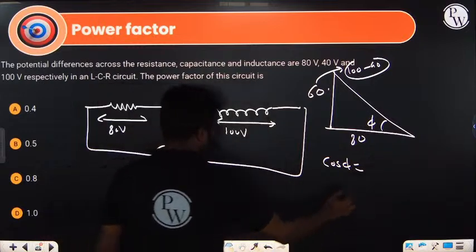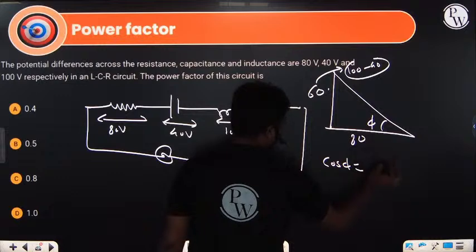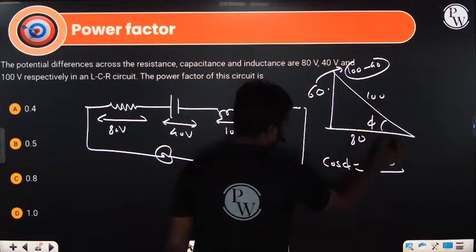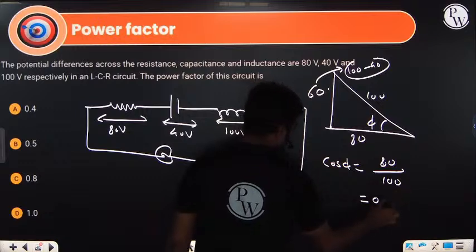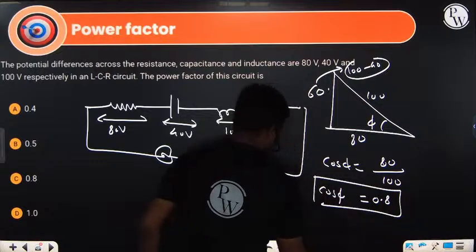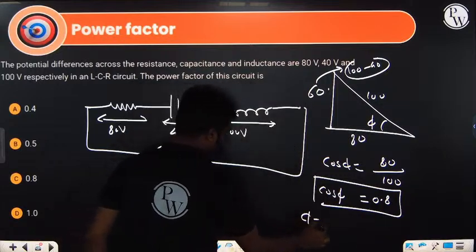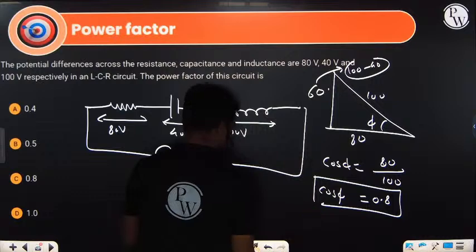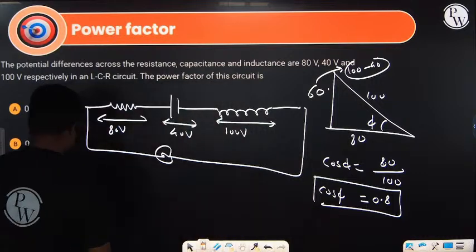Now what is the value of cos phi? The cos phi value is given by 80 by 100, which is 0.8. So cos phi is 80 by 100, that is 0.8. This is the power factor we have, so the answer is 0.8.